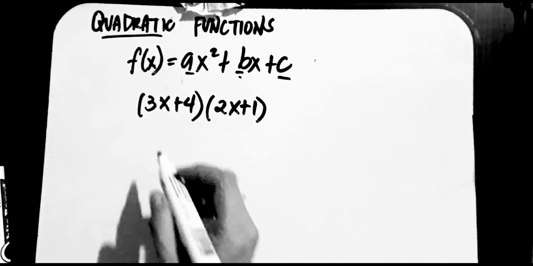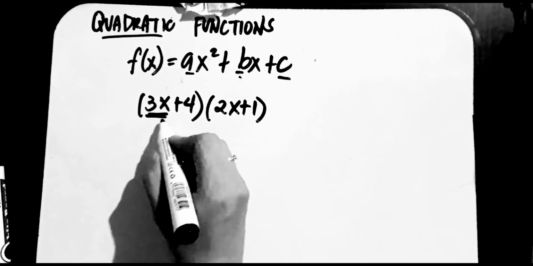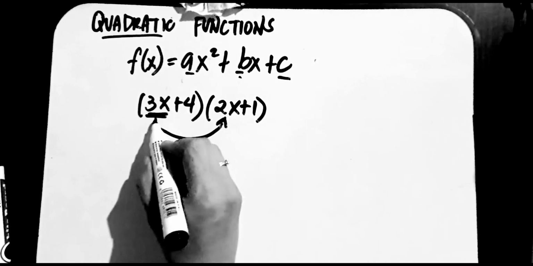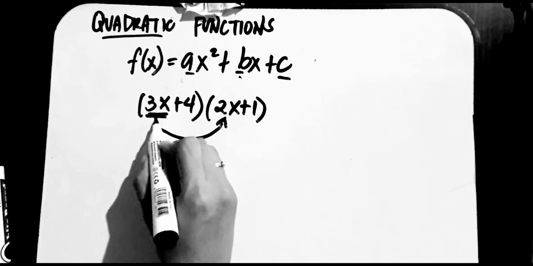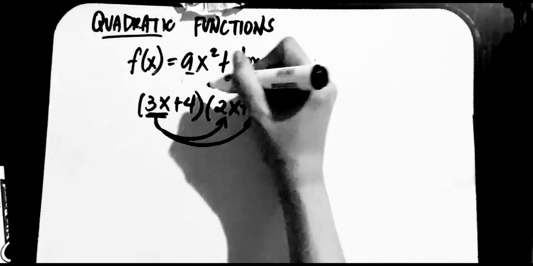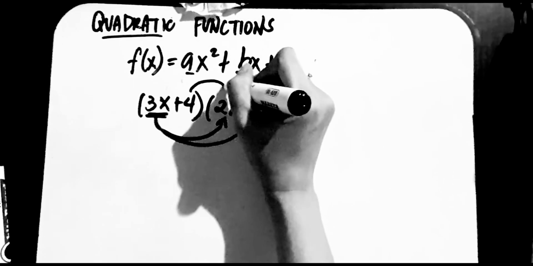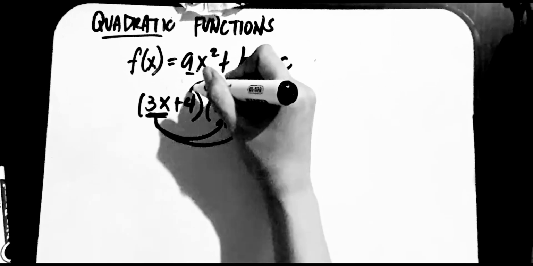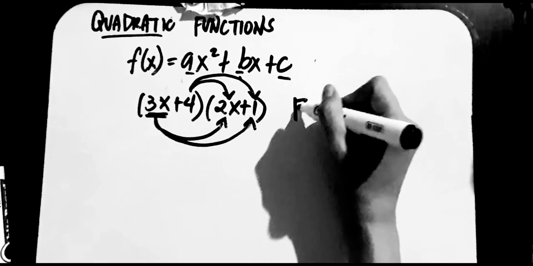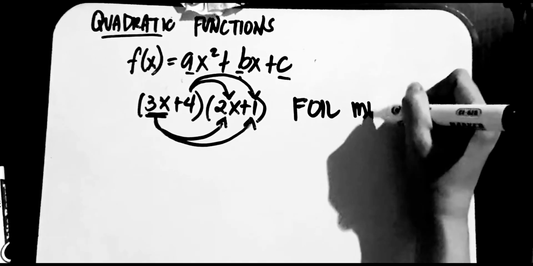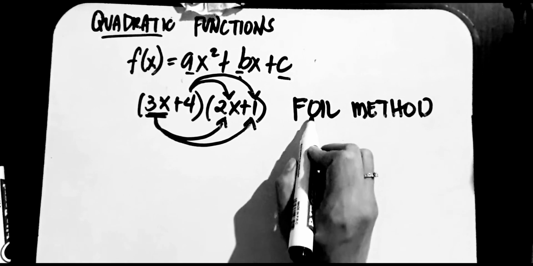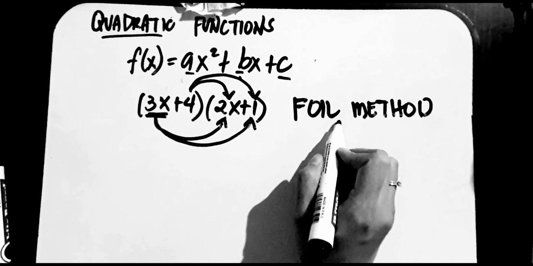So, for example, ito, yung first term natin is i-multiply natin dito sa 2x. Next, ito ulit, 3x natin, yung first term natin, i-multiply natin sa outer term. The other one naman, yung second term natin, i-multiply natin sa inner term, and then ito naman, i-multiply ulit natin sa outer term. Ang tawag dyan is FOIL method. Ibig sabihin, first, outer, inner, and then last term.